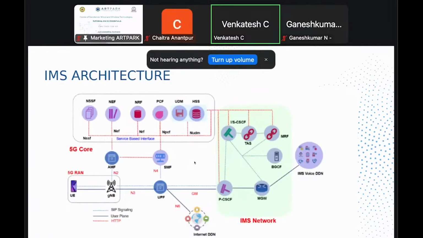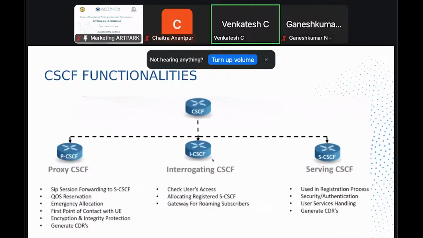So to summarize this IMS architecture, the 5G core and RAN handle the connectivity from the user to the IMS core, and the IMS core provides the SIP signaling, media handling, and call control using the CSCF functions. And it interacts with external networks for the PSTN and the legacy 2G and 3G voice network as well. Okay. Now we'll move to the next slide.